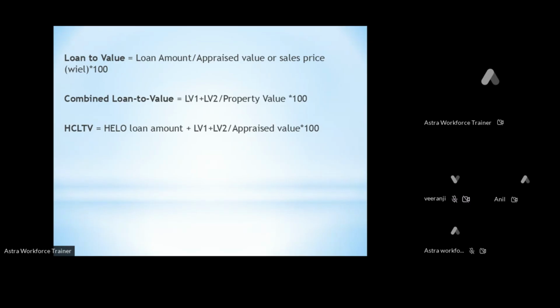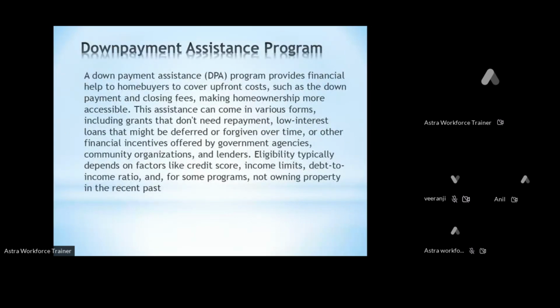Okay, and I'll be giving practice to calculate the LTV and CLTV and everything. Don't worry about that. Okay, now the down payment assistance program. Viraj, can you please read it out?